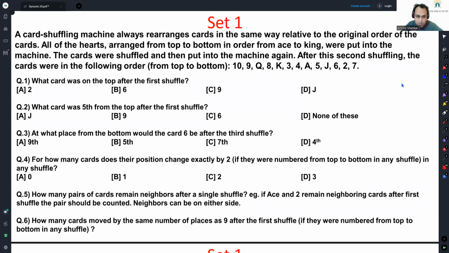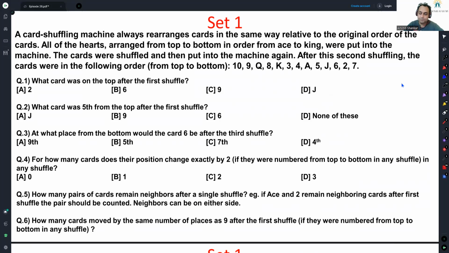At what place from the bottom would the card six be after the third shuffle? For how many cards does the position change exactly by two, if they were numbered from top to bottom in any shuffle?